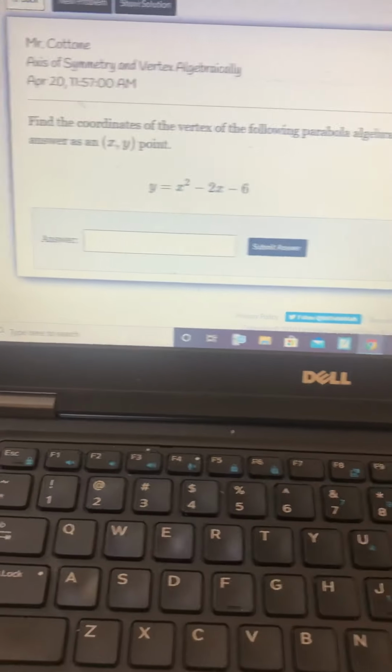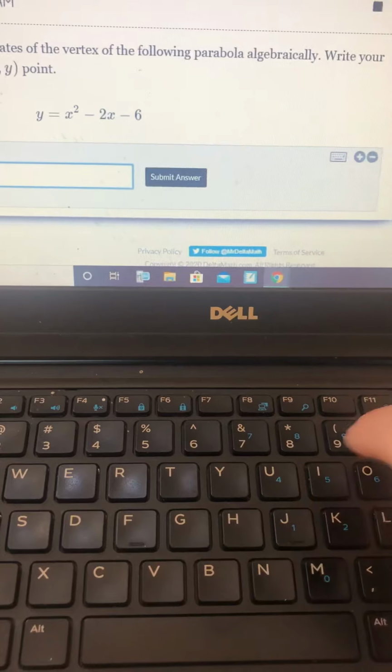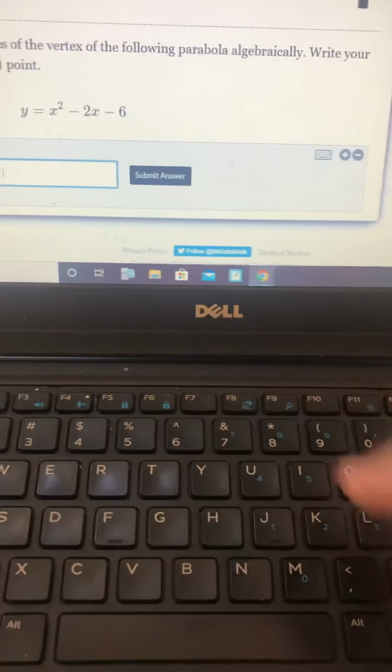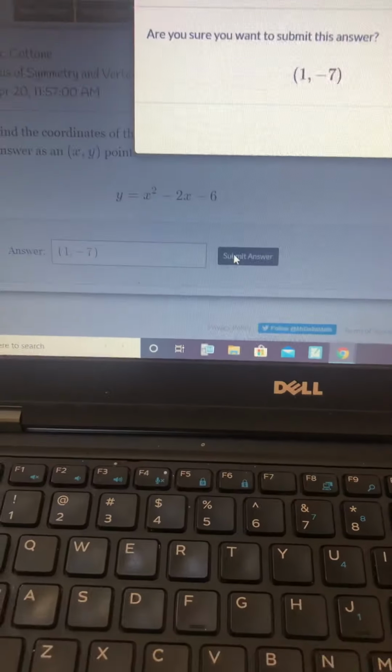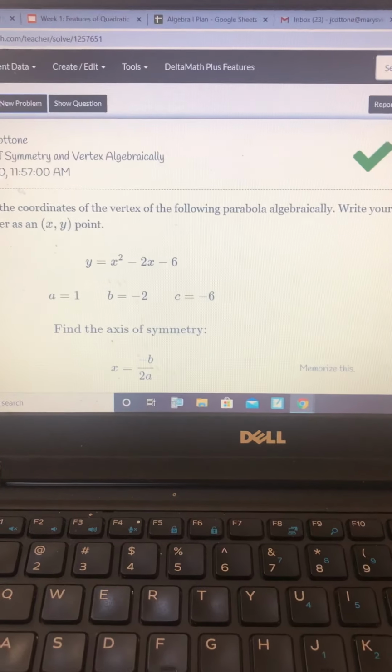We'll come back over here and input our point as 1, comma, negative 7. We will close our parentheses and submit our answer. We will confirm, and in fact, we are correct.